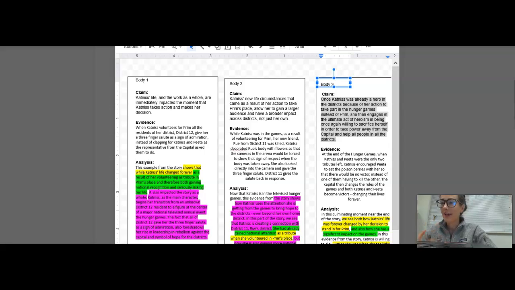So there you go. My claim, my topic sentence for the third body paragraph, again connects to the prompt and the thesis. It talks about, again, her decision to stand in for Prim and how that makes her a hero in different ways to all of the districts. And it connects back to the three parts of the prompt.